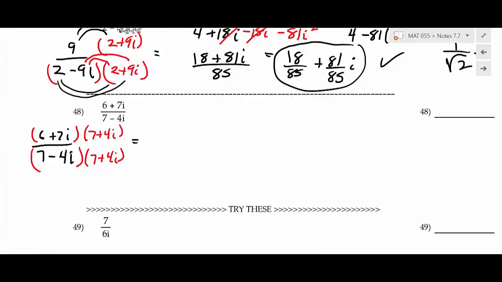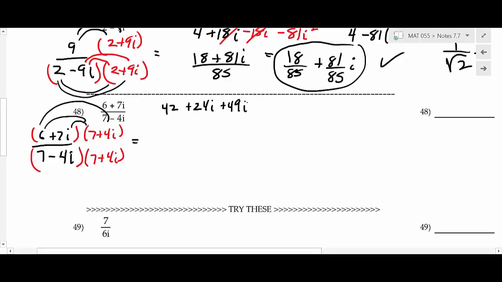So let's go ahead and wrap this up then. I'm going to do the numerator. 6 times 7 is 42. Just do the FOIL. 6 times 4 is 24i. The inside term is 7i times 7, 49i. So you've got some like terms you can put together.